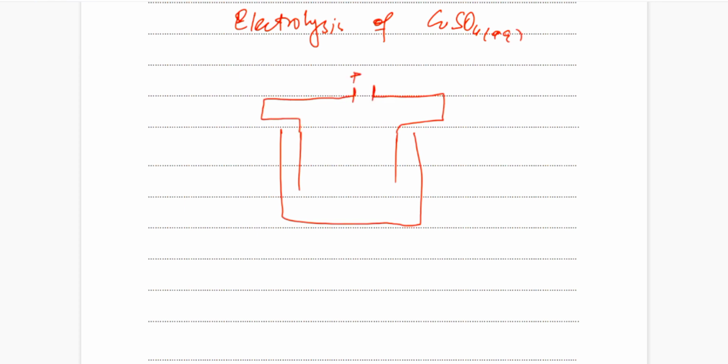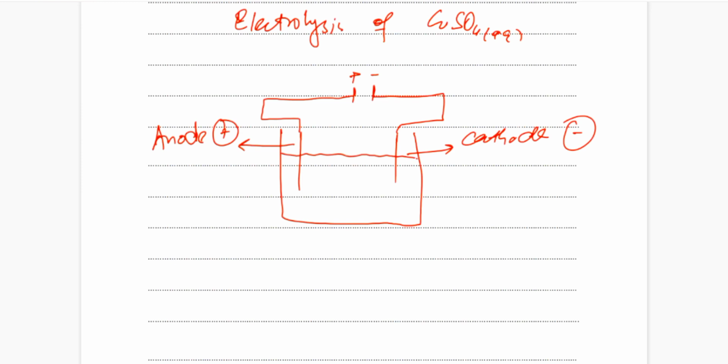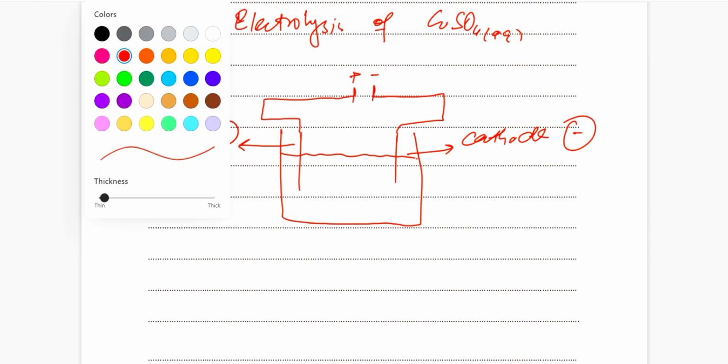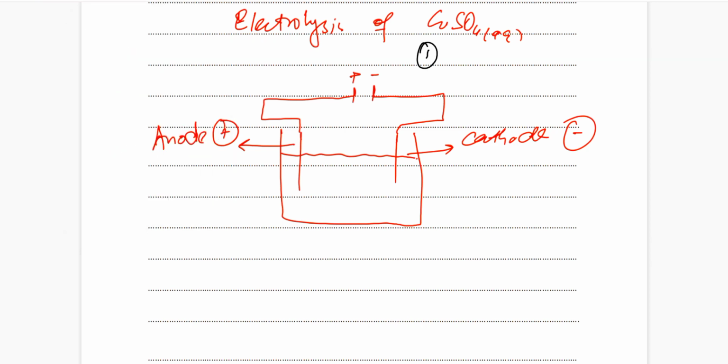Plus charge, minus charge, this is the battery, this is the cathode. This is the anode, it has plus charge. And here is the electrolyte, which is the copper sulfate aqueous, dilute. Let me write this first step: select the cations and anions. Cu 2 plus, SO4 2 minus, H plus and OH minus. Is it clear? On the cathode, what happens? Reduction takes place.